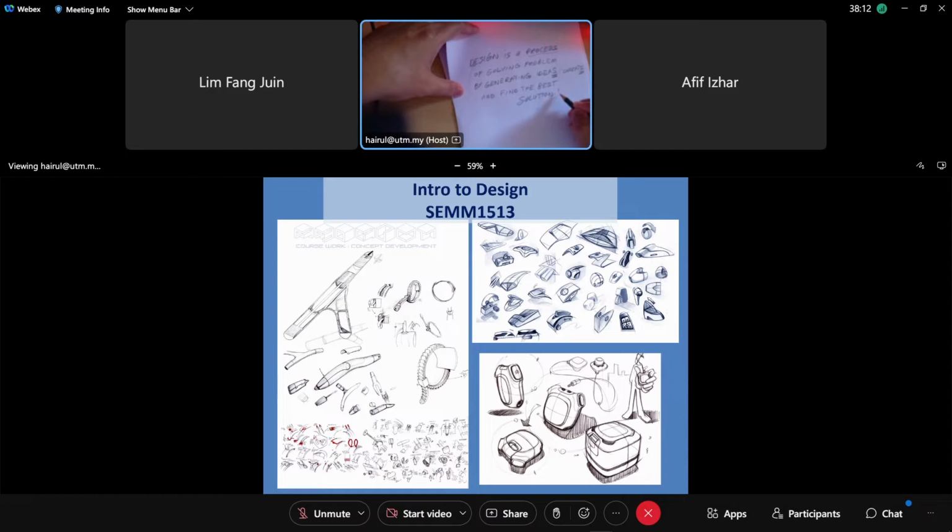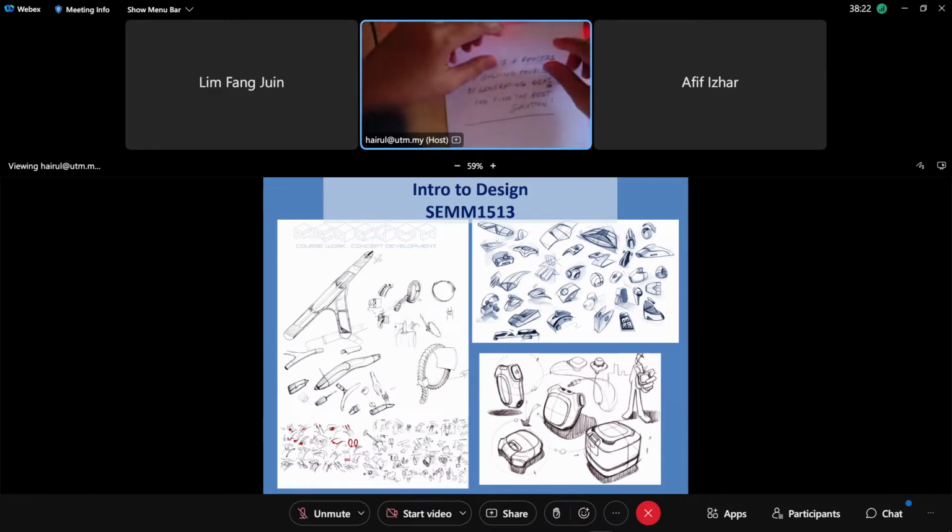Kalau you pergi job interview, ini cara you jawab. Oh, budak ni memang belajar design lah. Baguslah, dapatlah masuk kerja, dapat employed. Kadang-kadang dia tanya what is design? Banyak fresh graduate apply. What is design?